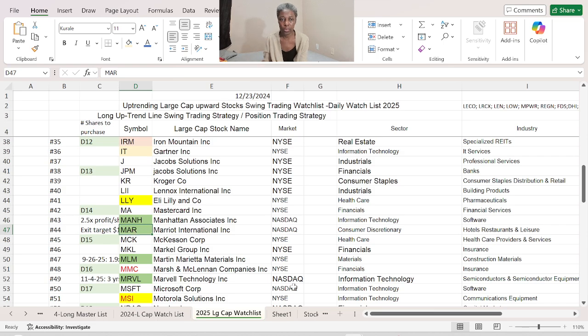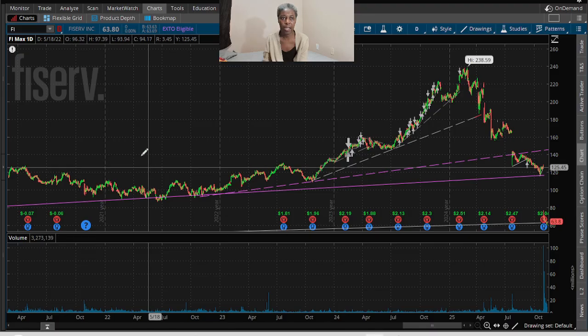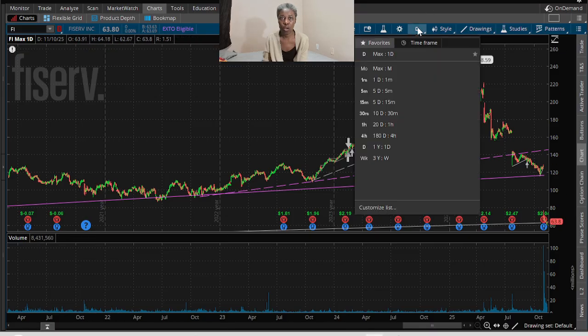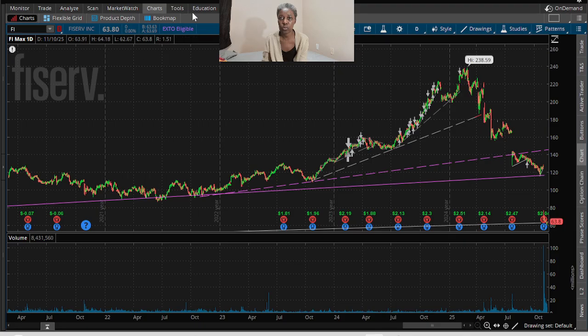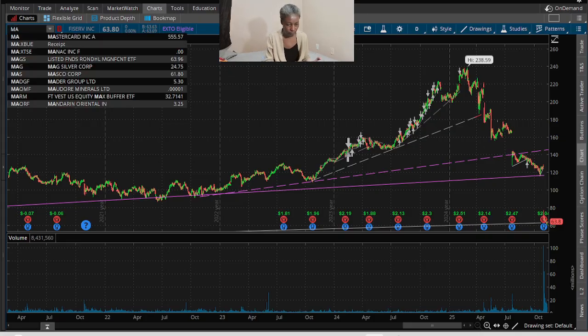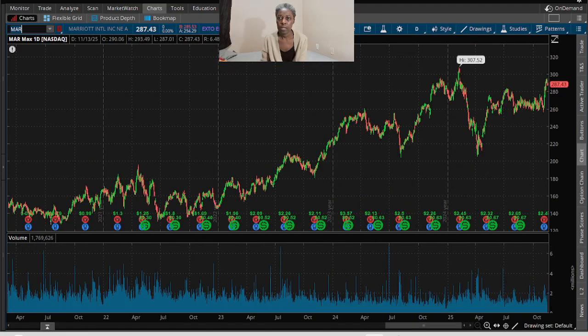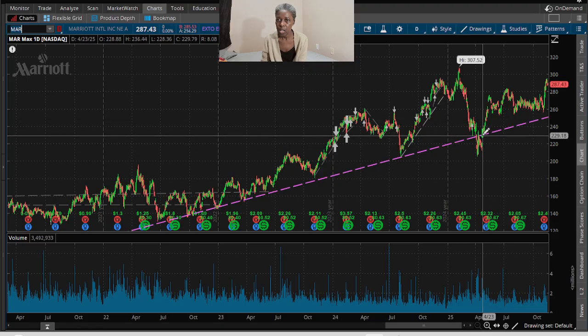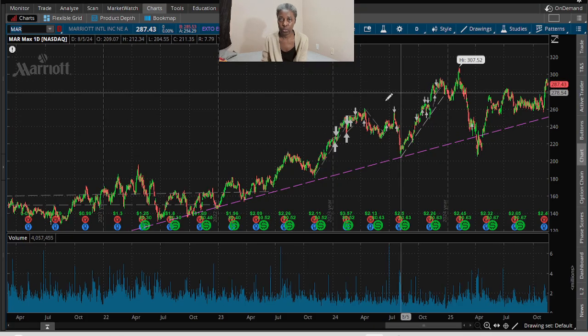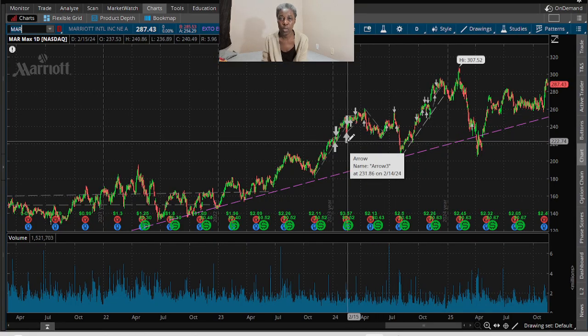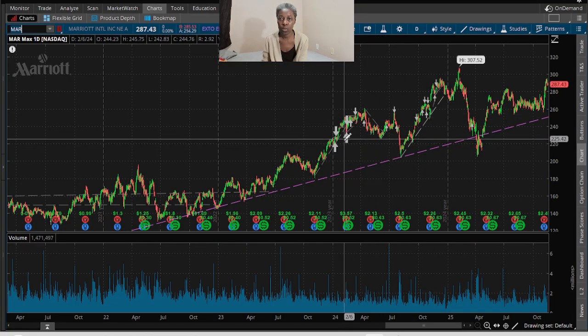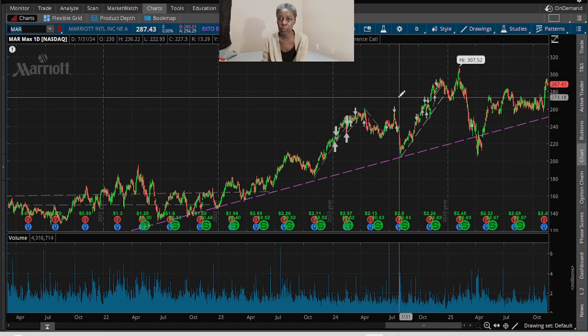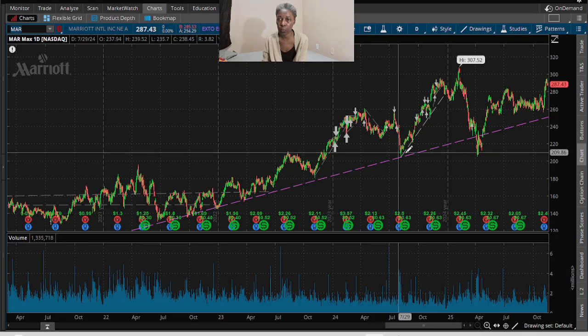So the first one we are going to analyze is MAR. We are using the Think or Swim platform and we are going to use the maximum daily chart. I put arrows on the chart to show where I purchased. Those are arrows facing upward, and where I sold are arrows facing downward.